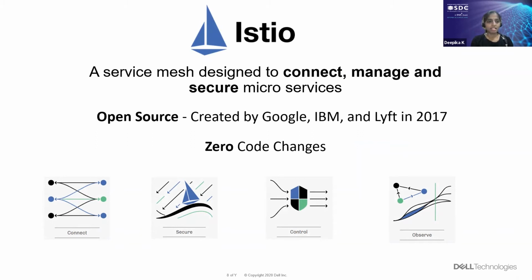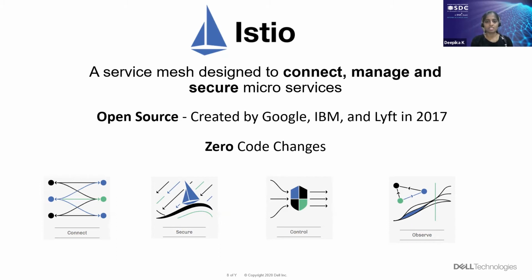Istio is an open source project. It is a service mesh designed to connect, manage, and secure microservices. It was created by Google, IBM, and Lyft. The main advantage of Istio is that it does not introduce new functionality to an application's runtime environment. Basically, it requires zero code change.